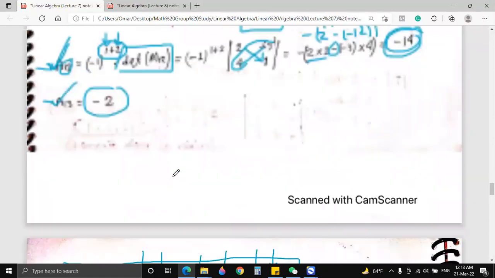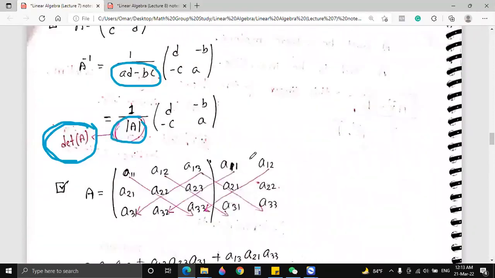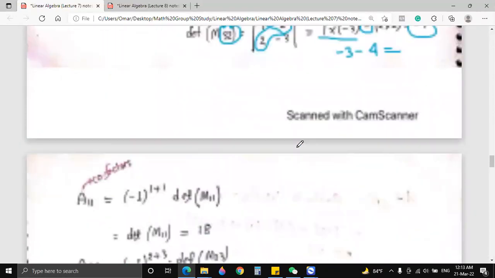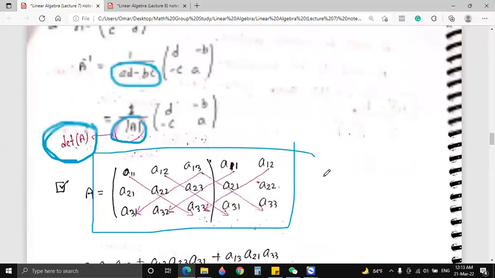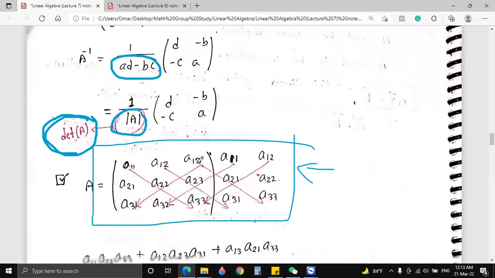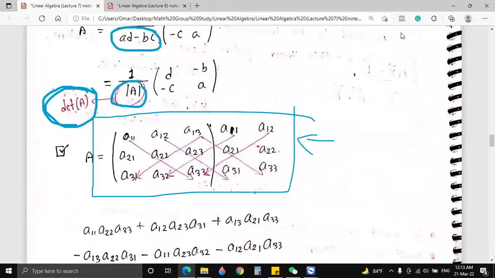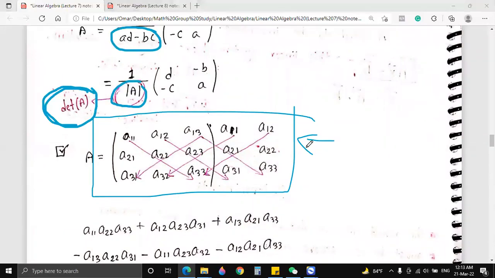So I think the first way is much easier, right? I think this way is much easier than calculating this way. So I think you can follow this way, no need to follow this way. But still, our teachers discussed it in the class. That's why I also discussed it with you guys.